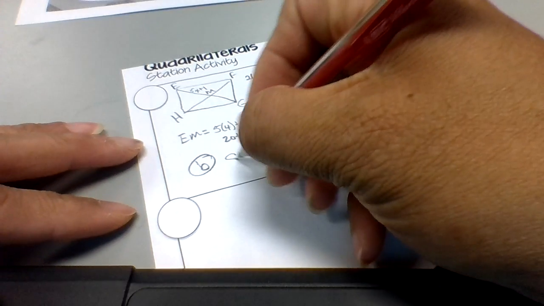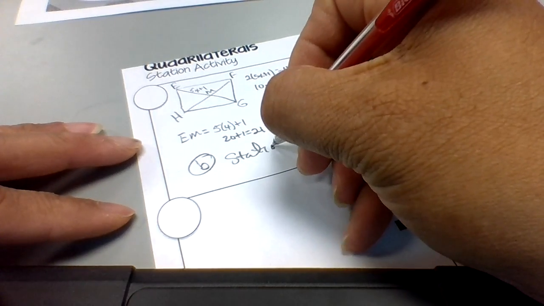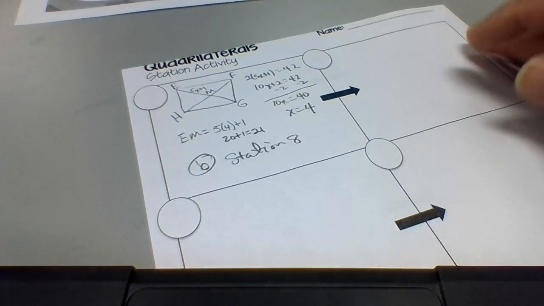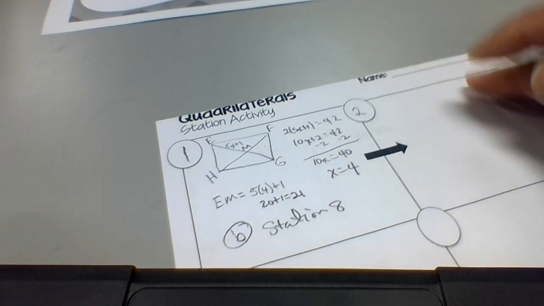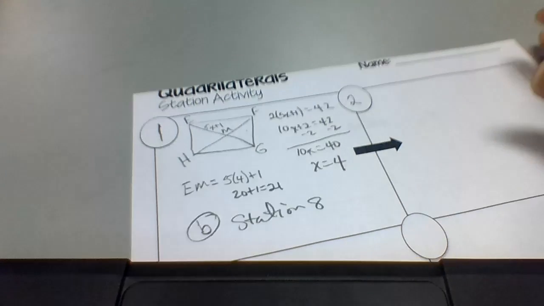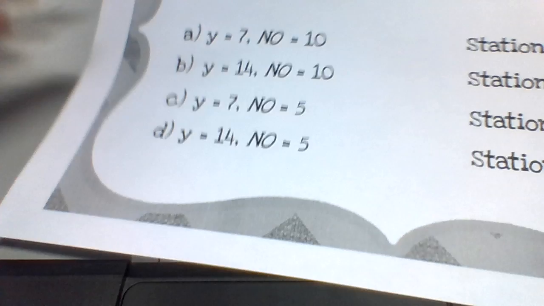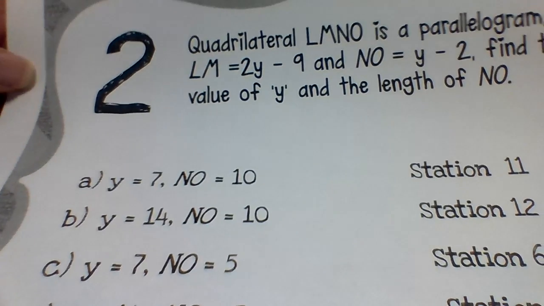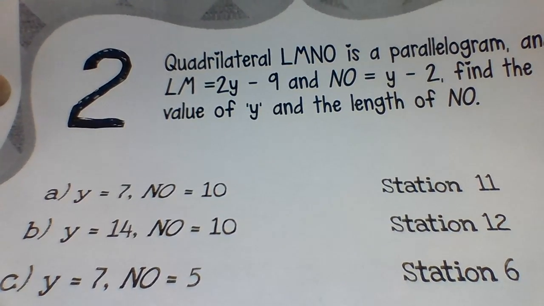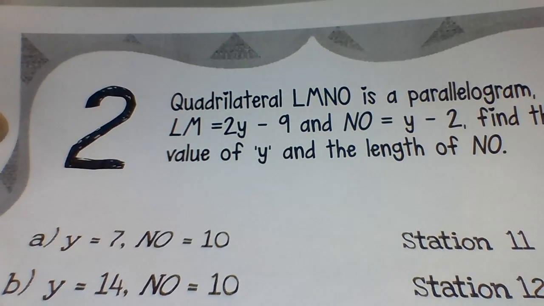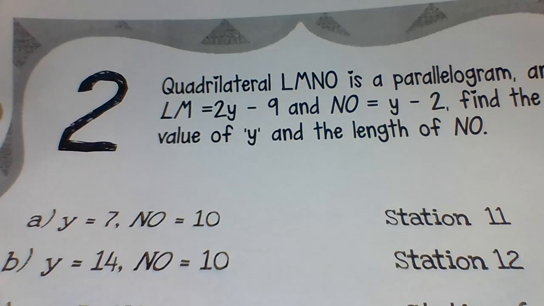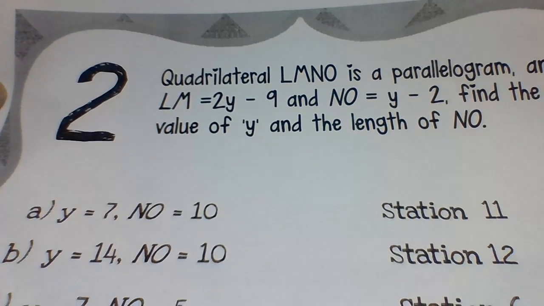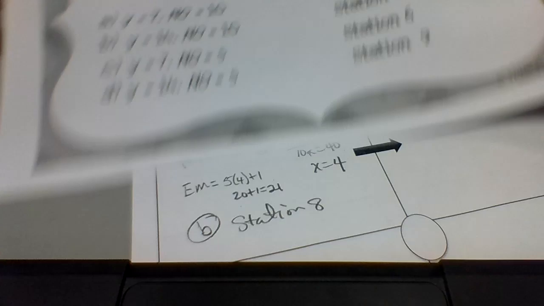And I'm going to station 8. Would be the next place I go. But I'm going to follow them in order. So my next problem is going to be number 2. Number 2, quadrilateral LMNO is a parallelogram, and LM is equal to 2y minus 9, and NO is equal to y minus 2. Find the value of y and the length of NO.